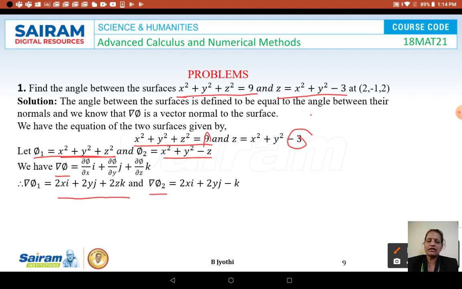Next, similarly we will do for the second surface also. So del phi 2 is given by 2x i plus 2y j minus k. So these are del phi 1 and del phi 2.